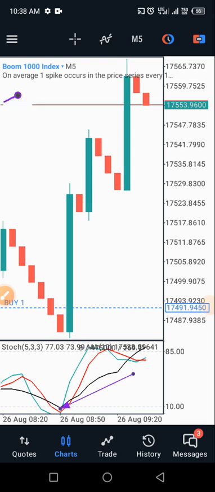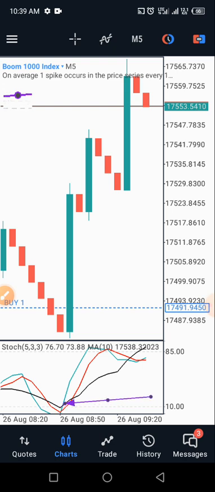So in today's video I'll be showing us how to make use of the stochastic indicator together with the moving average 10. The way we are going to be making use of this strategy is to wait for the confirmation that we are going to get from the stochastic indicator together with the moving average. Whenever we see the stochastic indicator and the moving average below the level 10, then we are going to take a buy in the market. We are going to be using this strategy to catch a spike in the market.